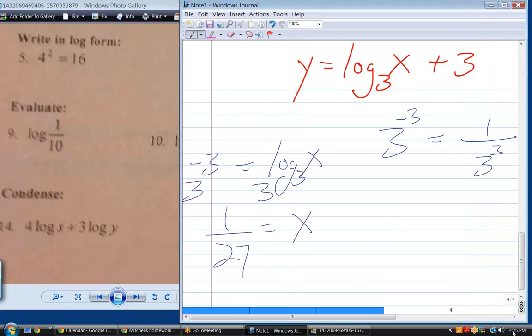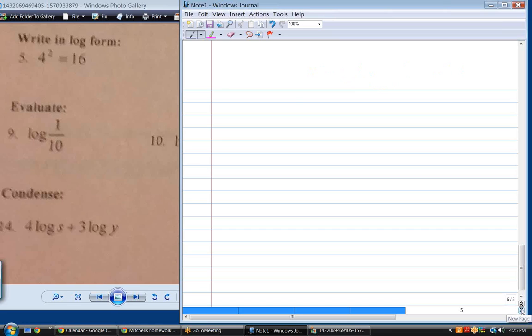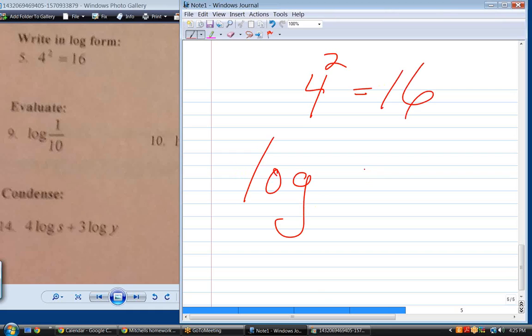So let's make sure that you can go back and forth between exponential and logarithmic. That's one of the most important things you can do. Okay, so how do I write that logarithmically? Is it just log base 2 of 4? No. Remember one statement. Logs are exponents. That's all you have to remember.